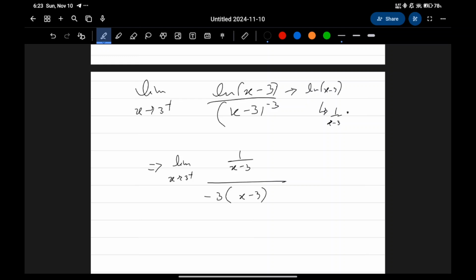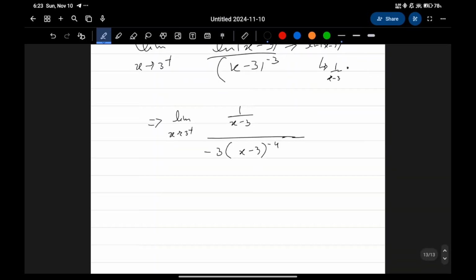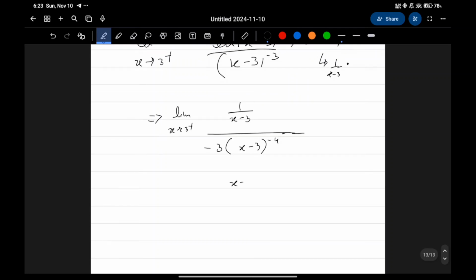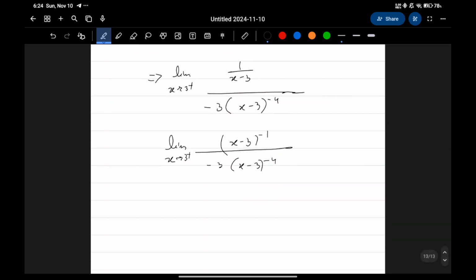Then I'm using the chain rule again. Over here, this is something raised to the power minus 3. Let me bring the power of that something down and decrease the power by 1. Now, what's actually inside? It's x minus 3, so the derivative of x minus 3 is just 1, so we don't really write it. Now, let me do a little bit of reshuffling. So, x minus 3 to the power minus 1 over minus 3, x minus 3 to the power minus 4. Limit of x goes to 3 from the right.